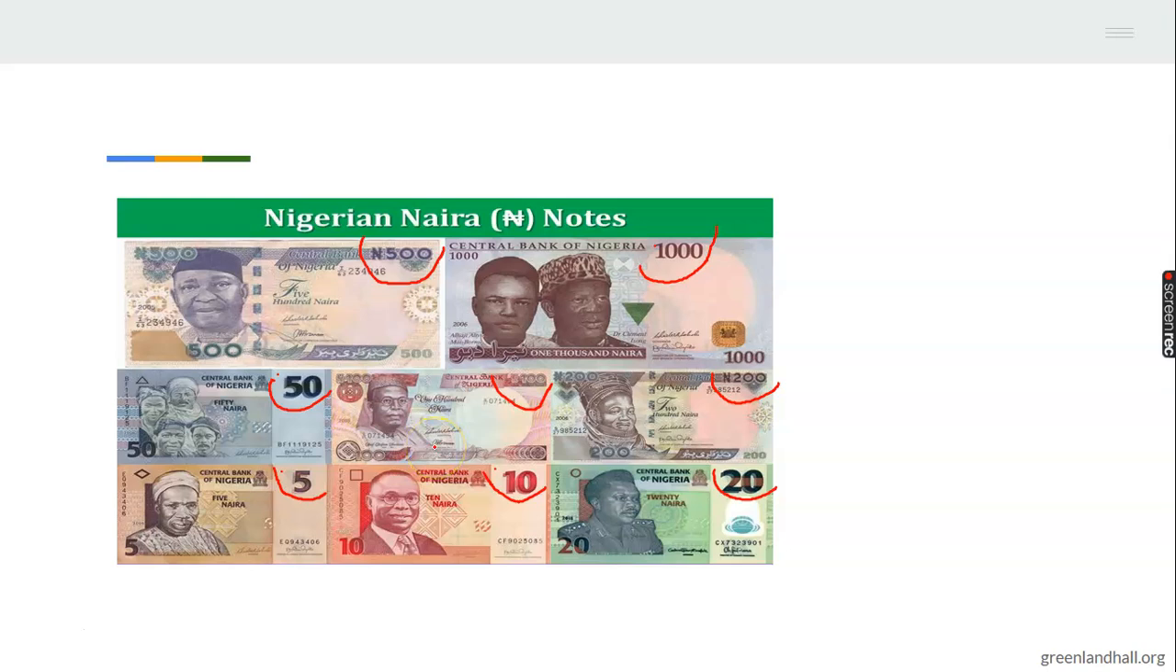Now, if you count all these units of money, you are going to see that they are 8 in number. Yes, the Nigerian naira notes are 8 in number. We have the 1000 naira note, the 500 naira note, the 200 naira note, the 100 naira note, the 50 naira note, the 20 naira note, the 10 naira note, and the 5 naira note.